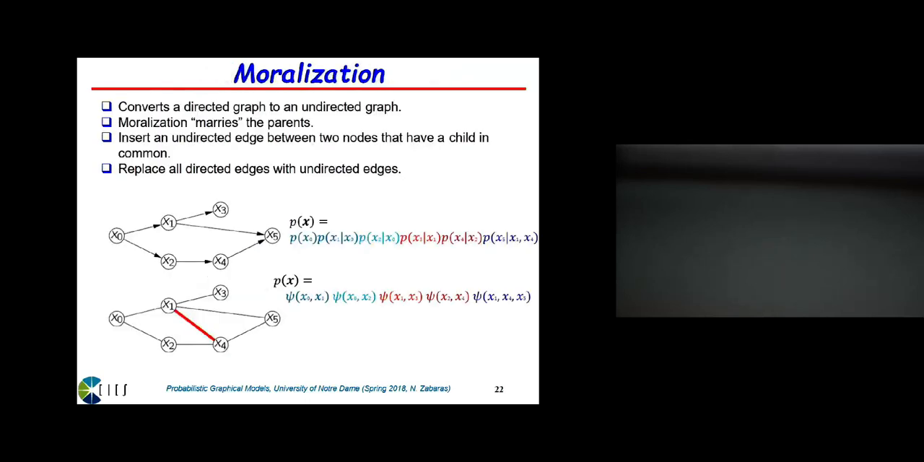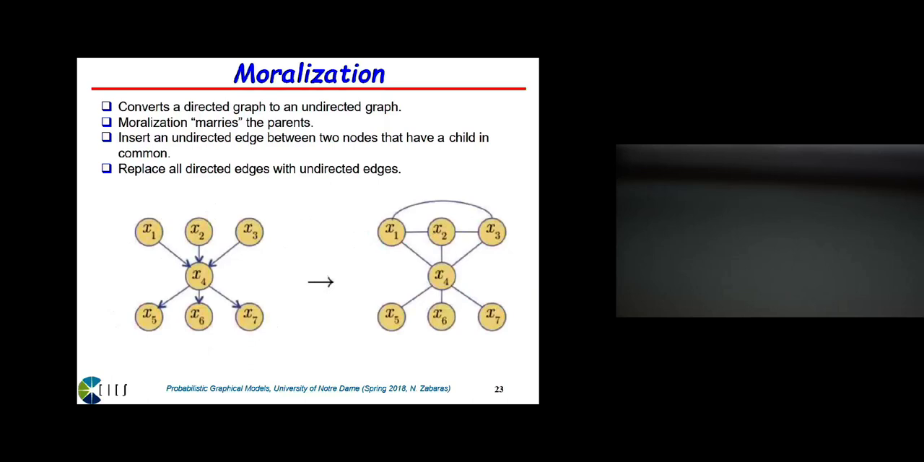All right, if you start with a directed graph, to get a junction tree the first thing you have to do is moralize. Once you moralize, you replace all the directed edges with undirected edges. Here is moralization, marrying the parents x1 and x4 with this red line. This is the factorization of the directed graph, and this is what I have for the undirected graph. The color is supposed to represent the one-to-one correspondence, but this probability here is this psi potential, et cetera.